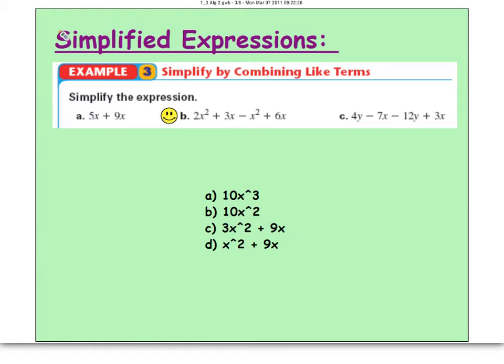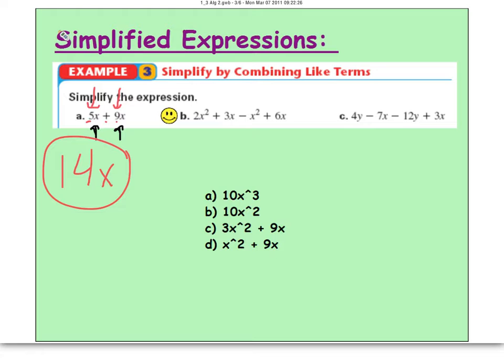Learning objective C, we're going to simplify expressions by combining like terms. So if we look at letter A here, we see it's x to the first and x to the first. So they are like terms. You just match them up on the x, and all you do is look at the numbers, or their coefficients. So I'm going to do 5 plus 9 is 14 and put an x there.